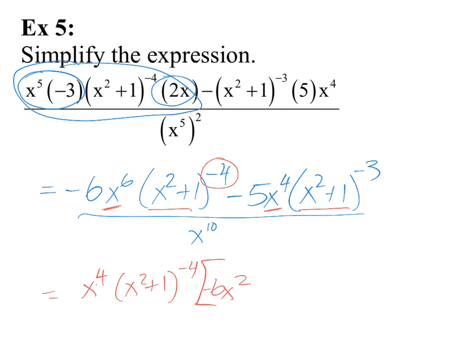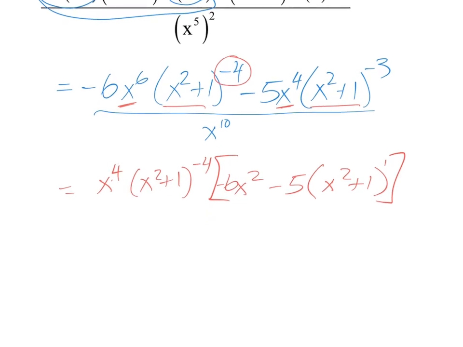All right, next part. This times what gives me that? Well, it's going to be, I have -5 in there. I already have 4x's. I'm going to need a x squared plus 1 as well. -4 plus what gives me -3? That's just 1. All right, and that's the most difficult part. So we're done with that. I have x to the 10th on the bottom.